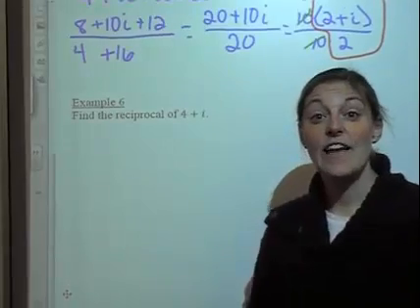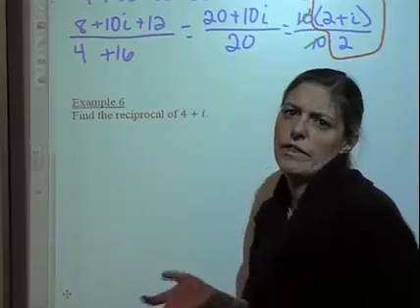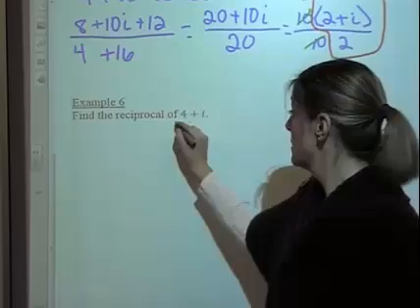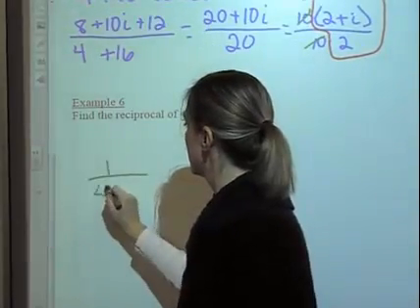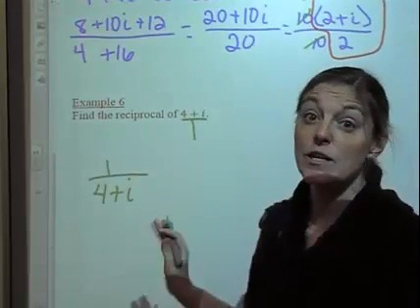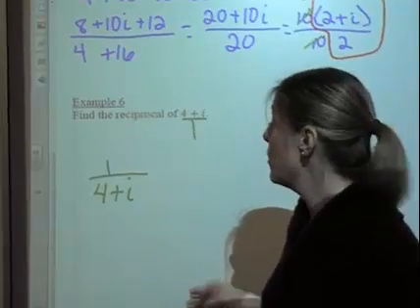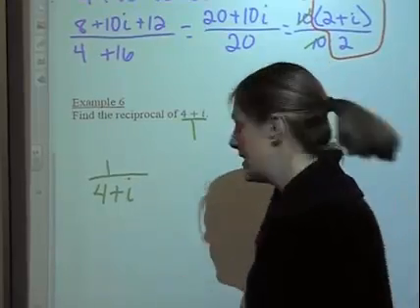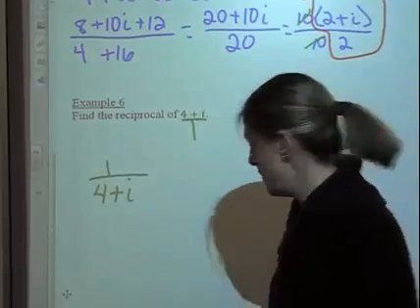All right, let's take a look at the last one, number 6. Find the reciprocal of 4 plus i. Okay, well that should be easy, right? Because the reciprocal means you just put it over 1 and flip it. So we should be done, right? Except we're not, because what does i represent? i is the square root of negative 1, and we can't have a radical in the denominator, so we have to rationalize. And we're going to do it the same way we just did in example number 5.